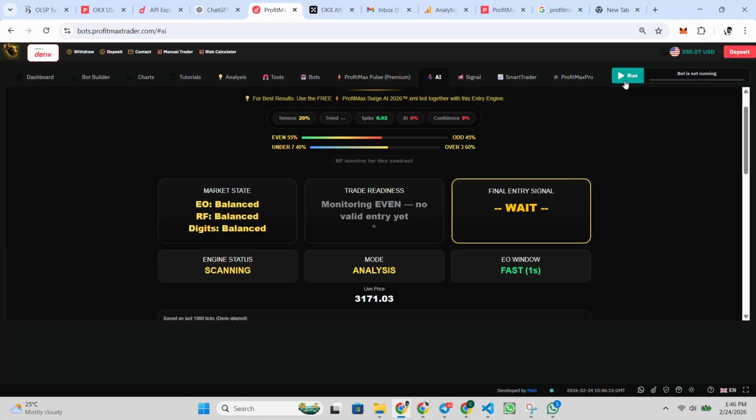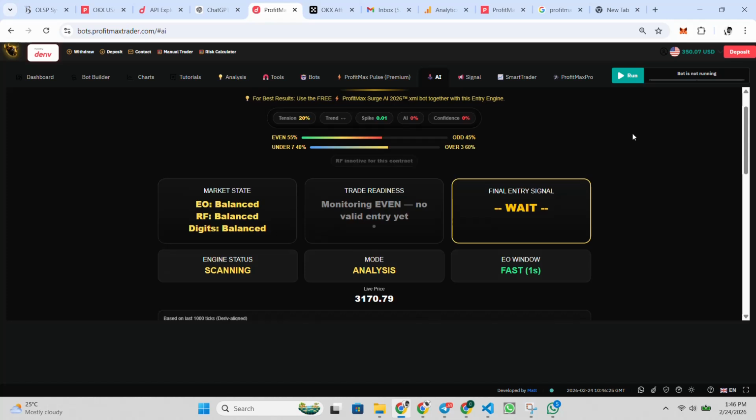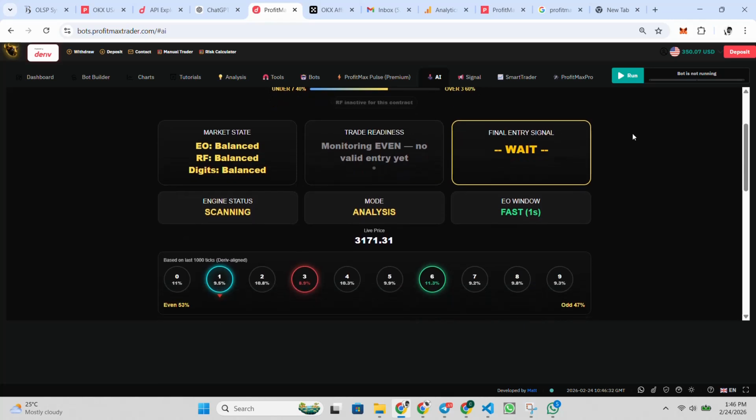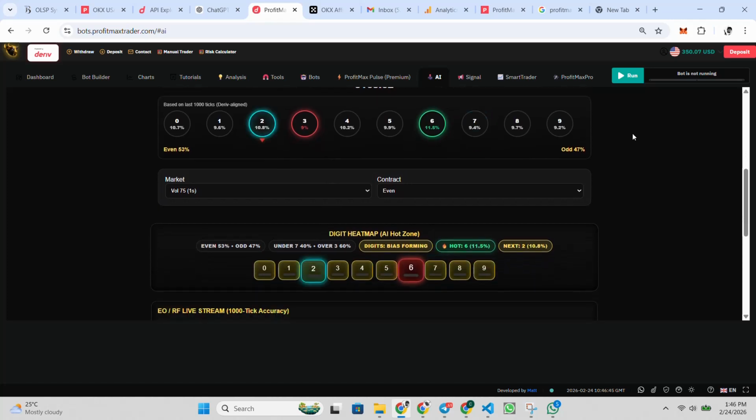Let's see. You can see right now it has not given an entry because the logic behind it has not yet identified any entry. Okay, so it's not pure guesswork. There is a lot of logic happening behind the scenes with this tool to study the market and give you entries with a high probability chance of winning.